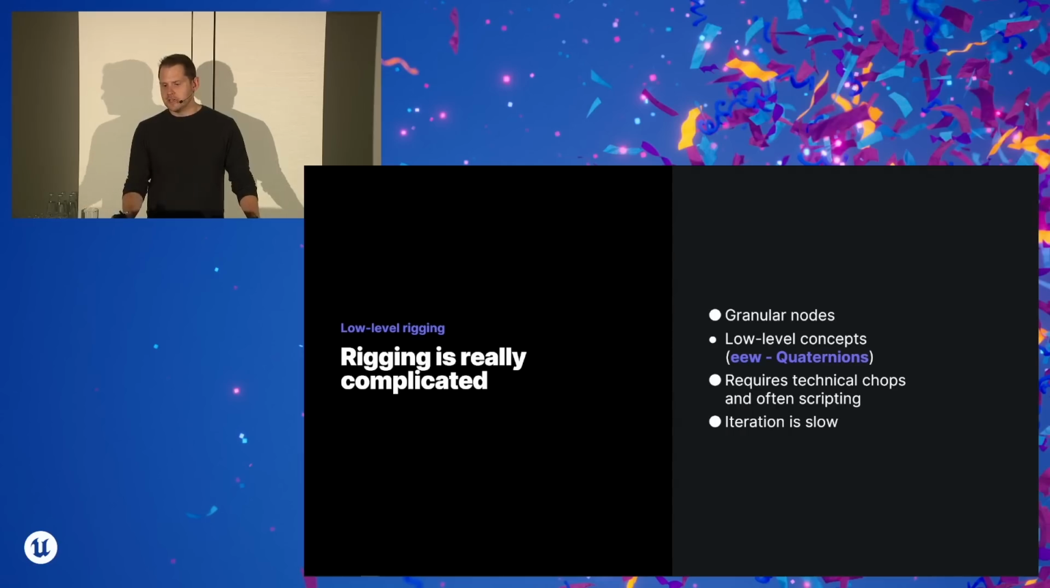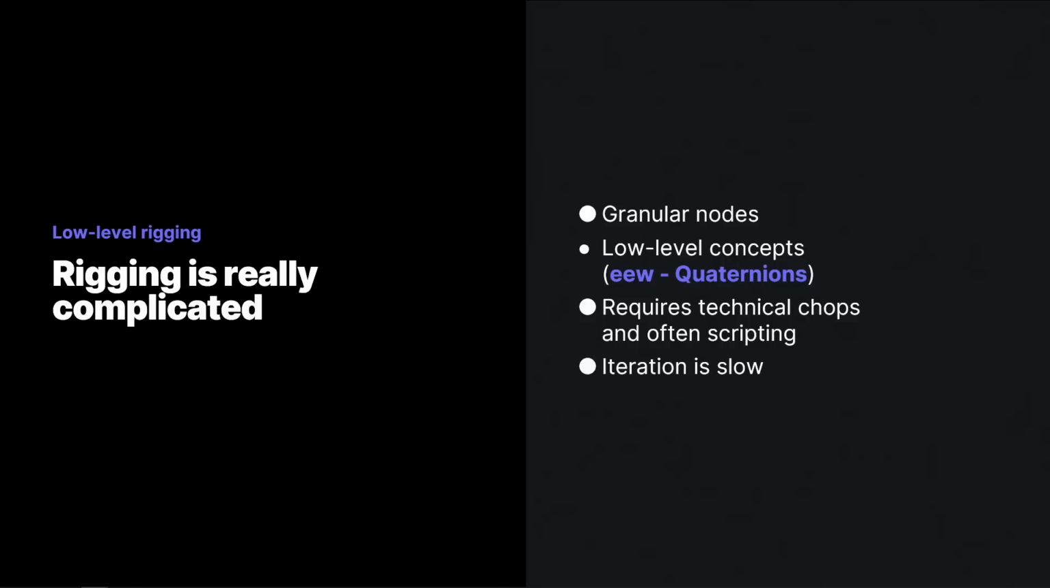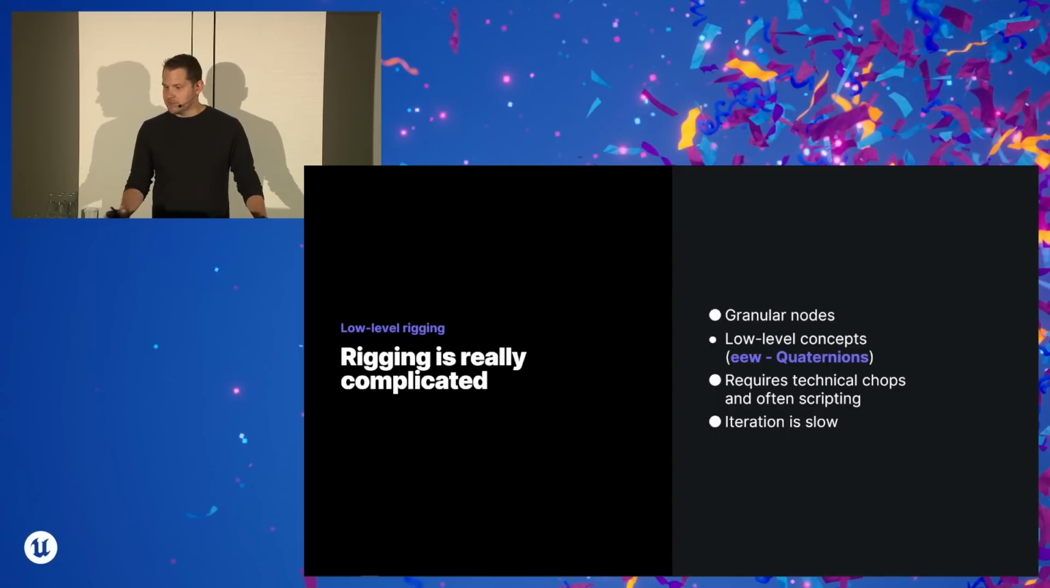Control rig is powerful, but we do know it has a steep learning curve and is very intimidating to a lot of folks. Low-level concepts and math, such as quaternions, are not everyone's cup of tea. Iteration is slow. Well, it's not that slow, given we have a real-time, what you see is what you get editor, but it's still slower than what we were aiming for. So you have to do the same thing over and over again.